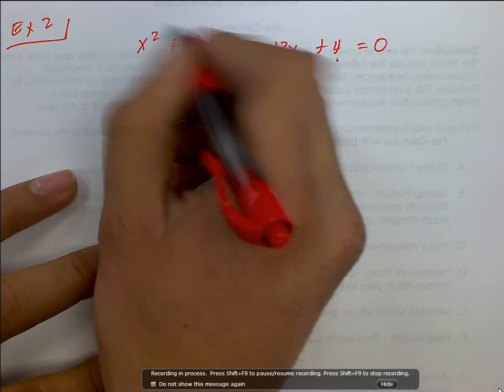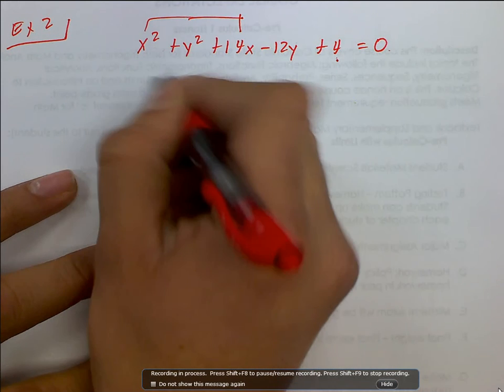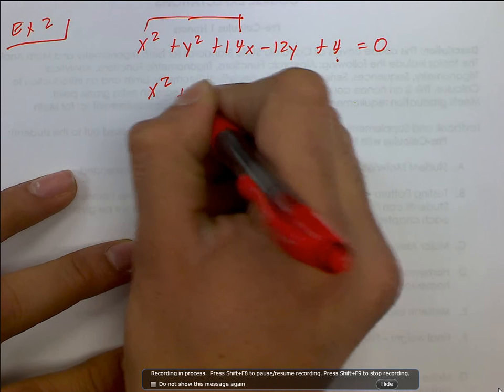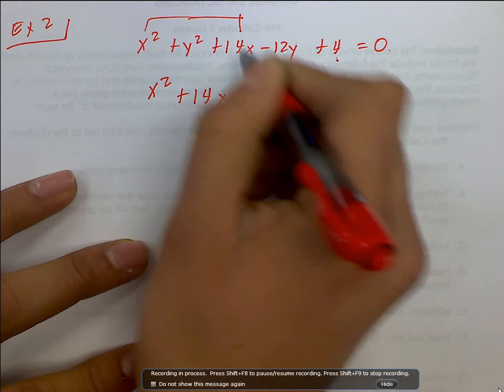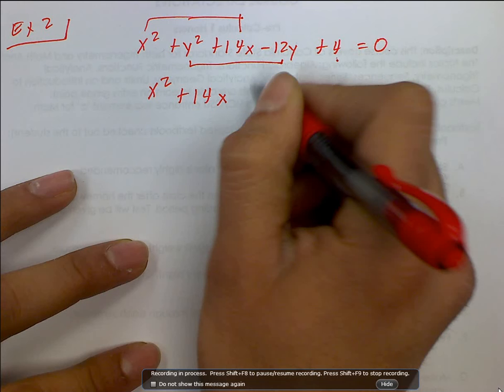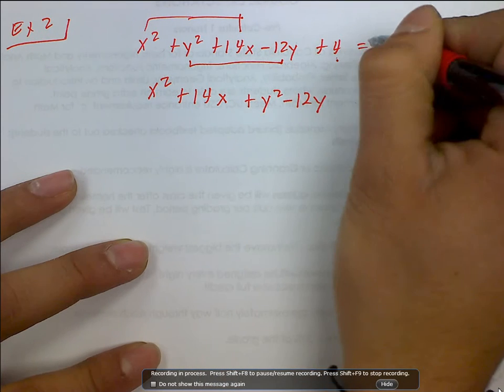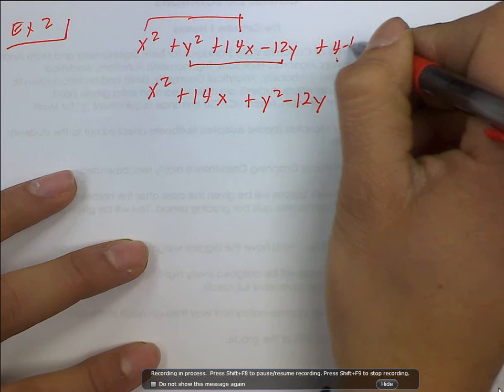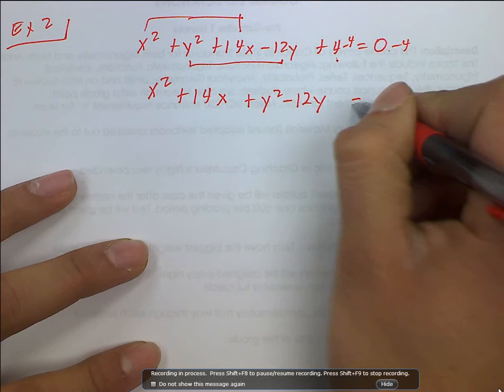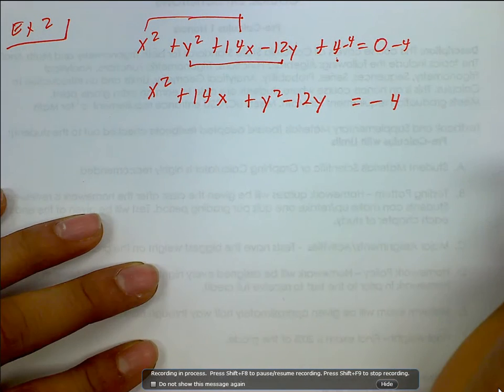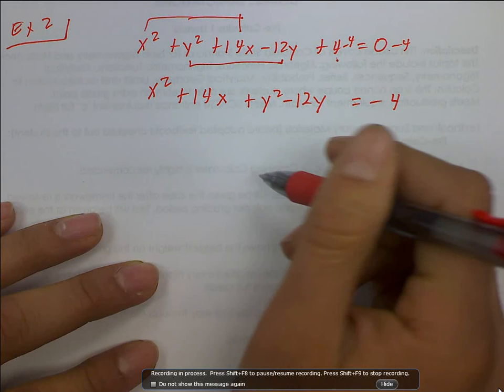I'm going to put all the x's together, so it's going to be x squared plus 14x. And now all the y's together, so it's going to be plus y squared minus 12y. And now I'm also going to subtract 4 here, so minus 4, and I got minus 4. So the next step is going to be to complete the square.